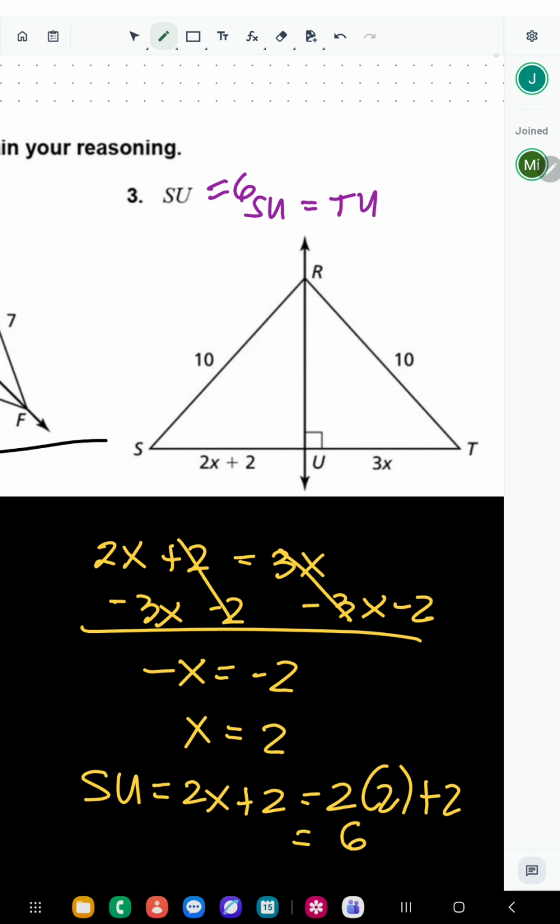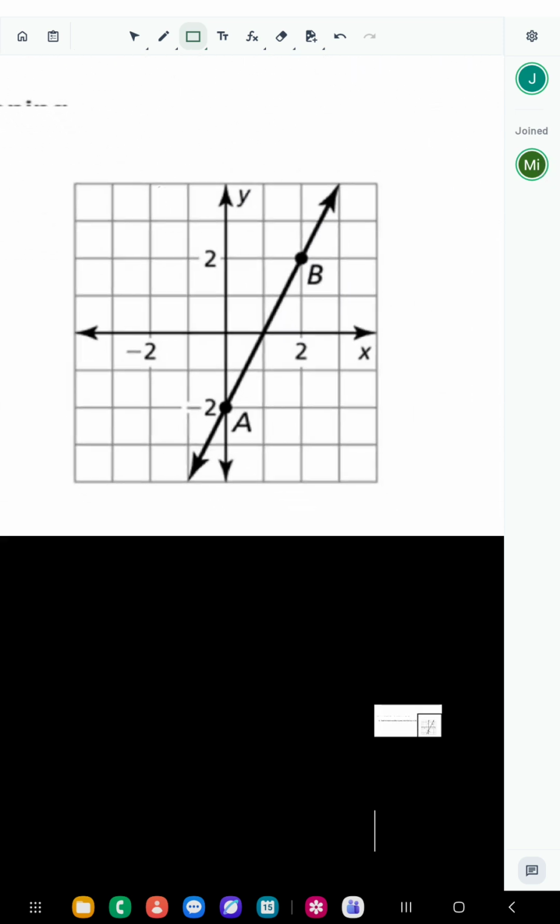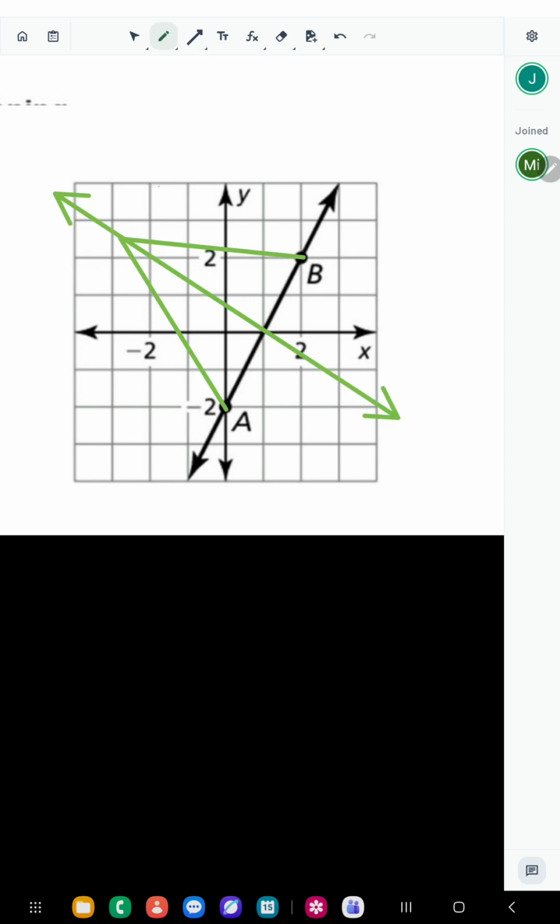Right. Find the equation of the perpendicular bisector of AB. So let's assume this one is the perpendicular bisector. Let's say this is line L. To find the equation of the perpendicular bisector of AB, we need to find the slope of AB first.